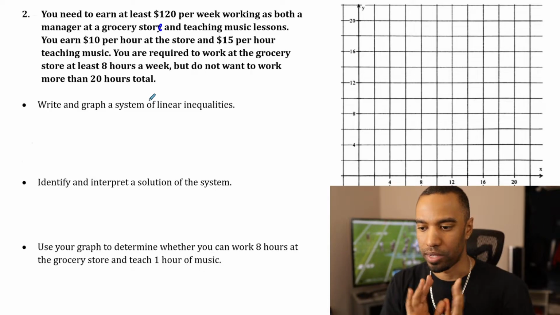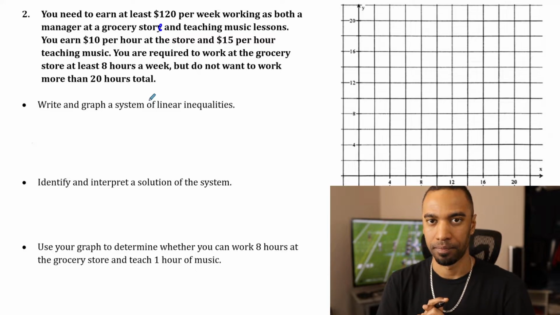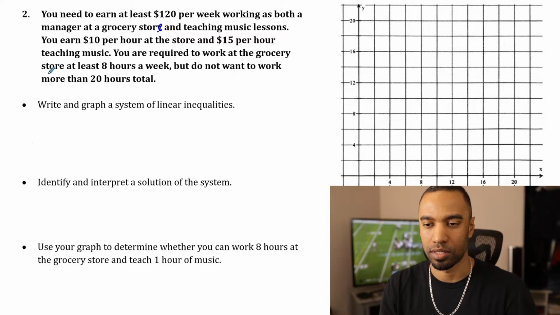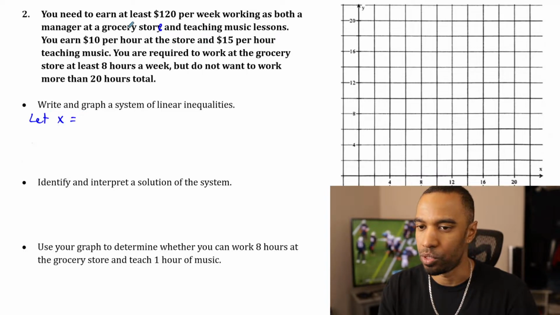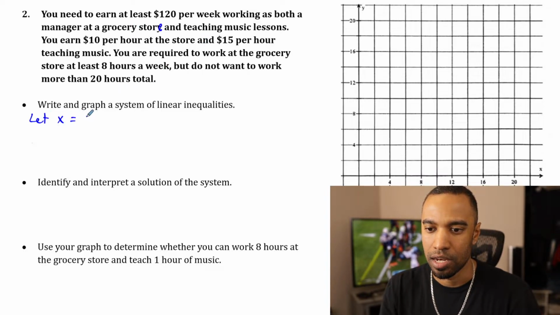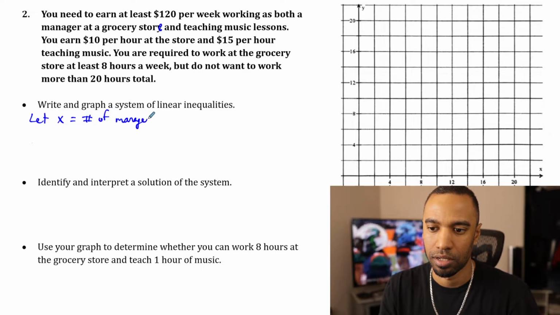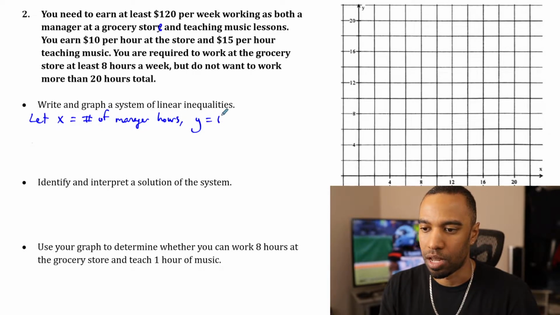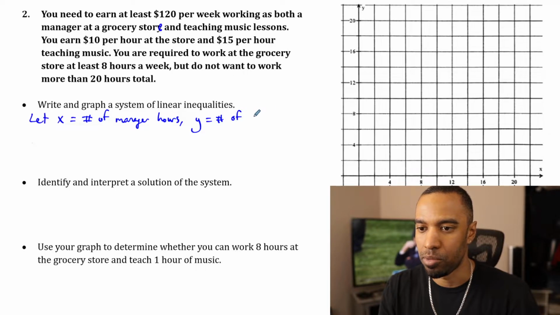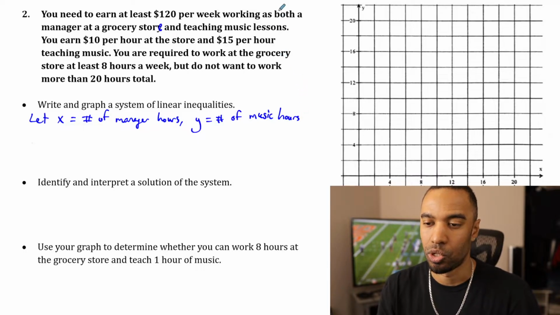What don't we know? We don't know how many hours we can work at either job. All right, we don't know the number of hours worked. Okay, so let X equal, and let's do the first one. What do we do first? Grocery store. I'll just say number of manager hours. All right, and let's let Y equal number of music teaching hours. Let's just say music hours. There we go. Because we know how much you'll make doing those ones.